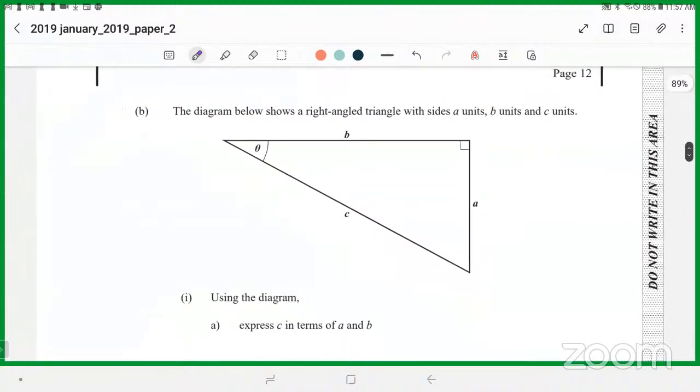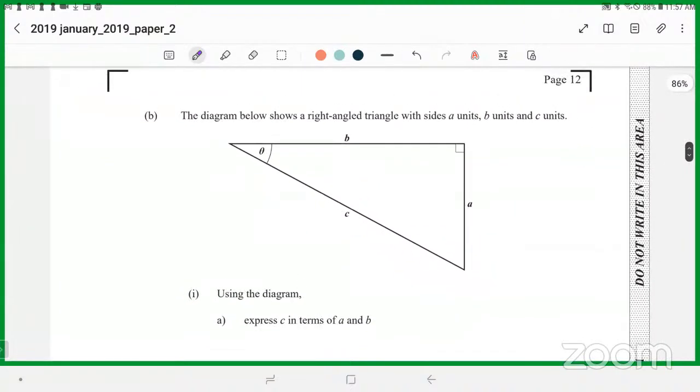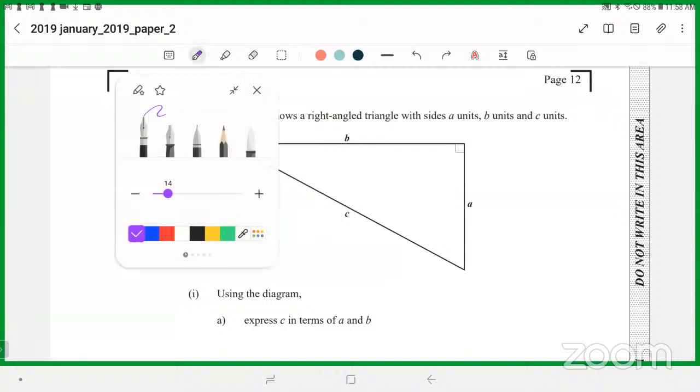It gives us this right angle triangle. Remember, once it's a right angle triangle, you're good. Pythagoras' theorem, so-called tower. Everything about right angle triangle, Pythagoras' theorem, so-called tower. It says, the diagram below shows a right angle triangle with sides A, B, C: A units, B units, C units. It says, use the diagram to express C in terms of A and B. Has to be Pythagoras' theorem.